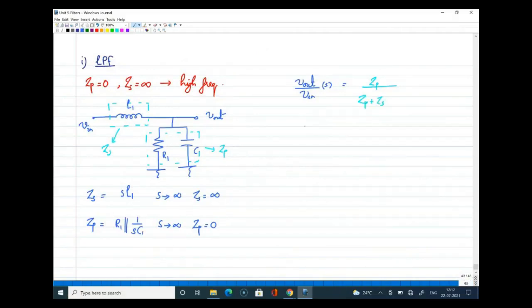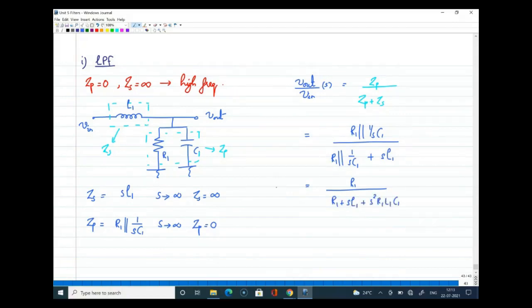And if I write it properly, Zp is R1 parallel to 1 by SC1, divided by R1 parallel to 1 by SC1 plus S into L1, which you can further rearrange and you will get it in this form. It is R1 divided by R1 plus SL1 plus S square R1 L1 and C1. This is the transfer function of this low pass filter.